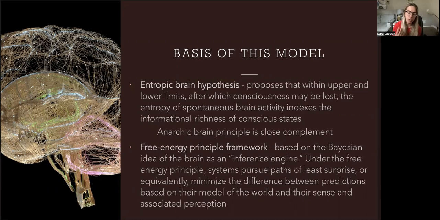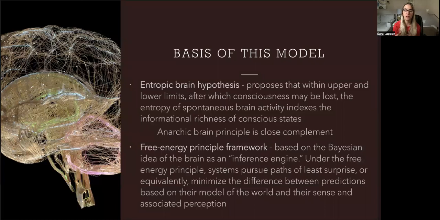So a lot of what was talked about in this article was that our brain is like a computer, and our brain works to be as efficient as possible. This is very similar in many ways to what we talk about with CBT, like automatic thought processes. Your brain has really automatic pathways that it takes. And part of, for example, the free energy principle framework is based on the Bayesian idea of the brain as an inference engine.